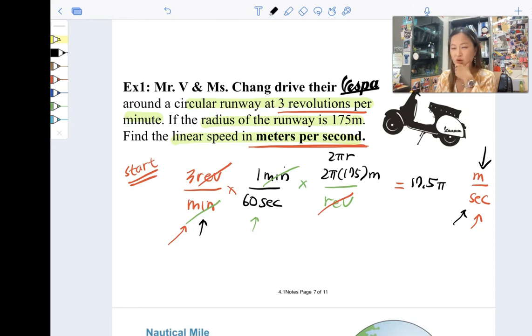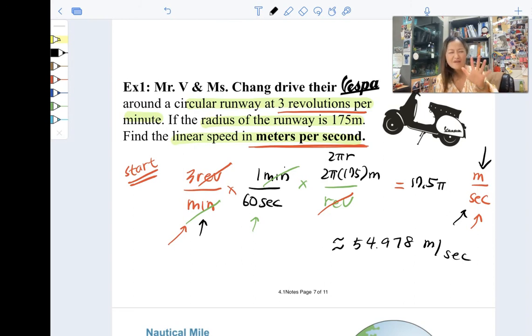But now I'm going to ask you the question. 17.5 pi is an exact answer, but are you able to tell me right now how big this runway is really? So I think this makes more sense if we actually get the approximate answer, which is 54.978 meters per second. Now, to show you how big this runway is, to give you some perspective, Miss Chang, I told you earlier that I'm about 5 feet if I'm wearing heels, but I'm also about 150 centimeters, or 1.5 meters.